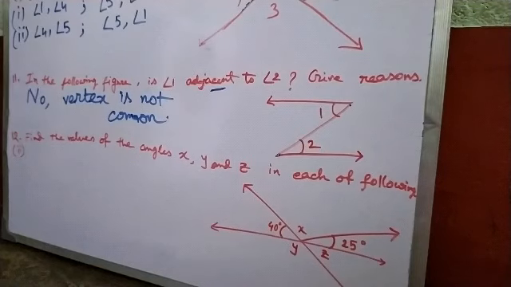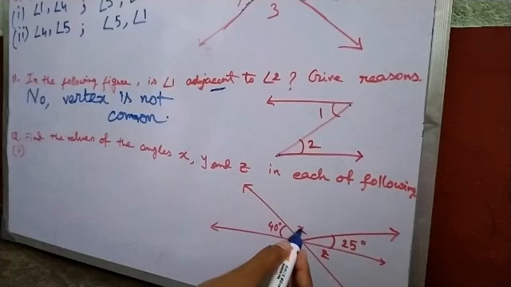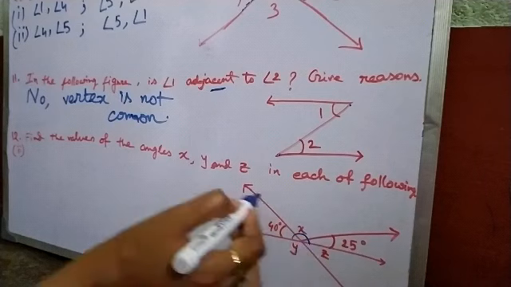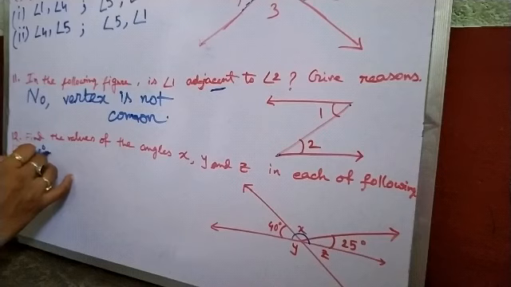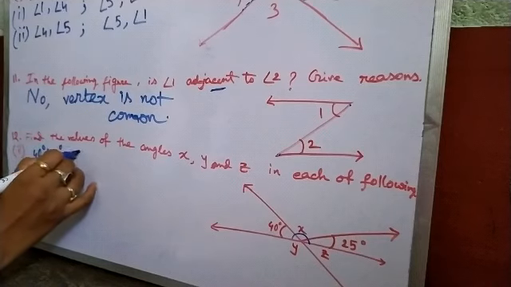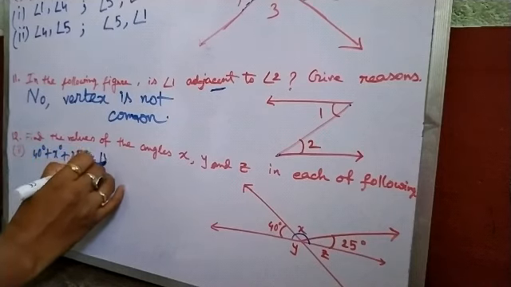Now coming to number 12. Find the values of the angles x, y, z in each of the following. Here this is the figure. This is x, this is y and this is z. This is a 25 degree angle, this is a 40 degree angle. First of all we have to find the value of x. If 40 degrees, x degrees and 25 degrees are added, then 180 degrees will come. That means 40 degrees plus x degrees plus 25 degrees equals 180 degrees.